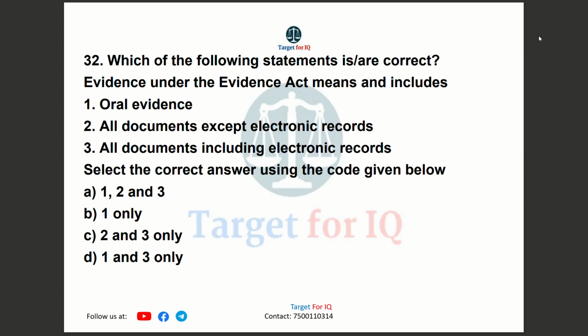Question number 32. Which of the following statements is or are correct? Evidence under the Evidence Act means and includes: 1, oral evidence; 2, all documents except electronic records; 3, all documents including electronic records. The correct answer is in the options given below. Option A, 1, 2 and 3. Option B, 1 only. Option C, 2 and 3 only. Option D, 1 and 3 only. The correct answer to question number 32 is option D, 1 and 3 only.